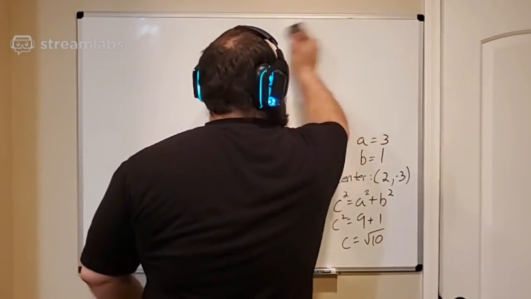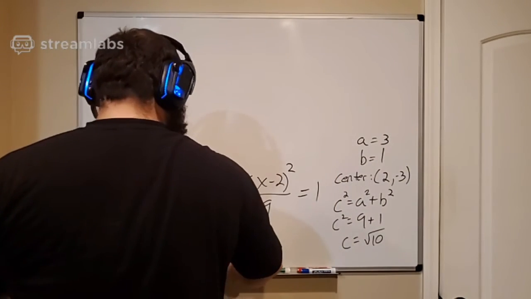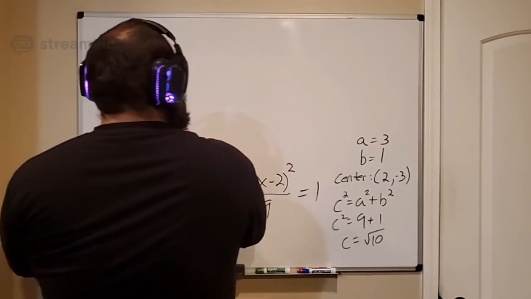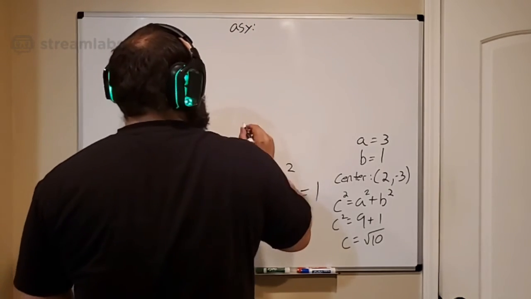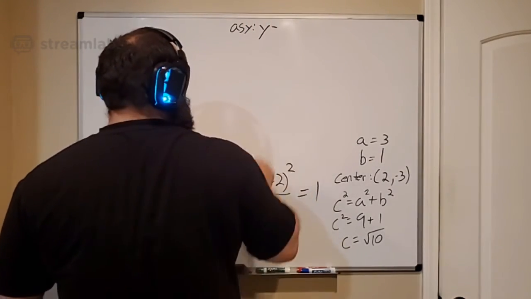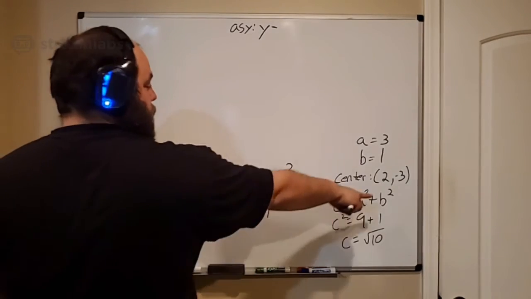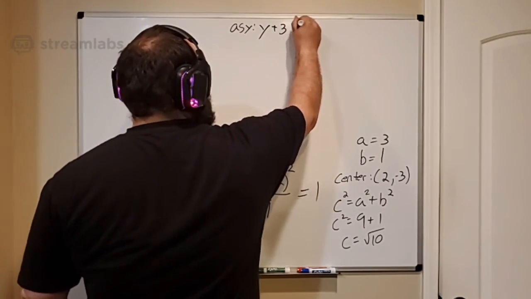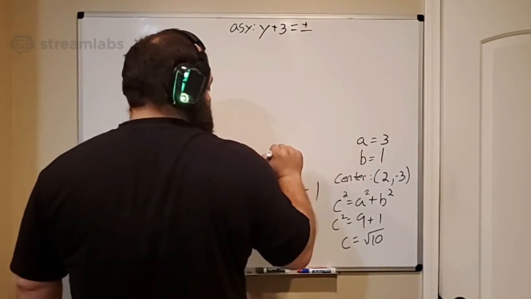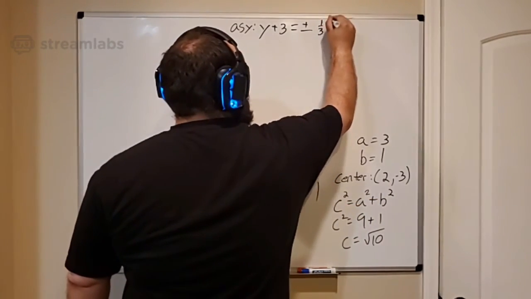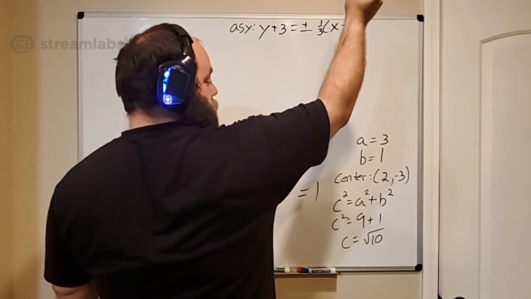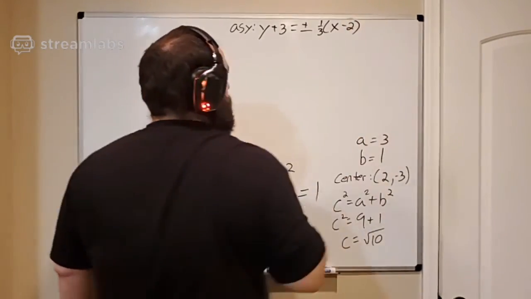So for our asymptotes, we have a nice easy equation. So y minus k, since we haven't done this, I'll go ahead and walk us through this one. Our k value being negative 3, so y plus 3 is equal to plus or minus, don't forget it's b over a every time, so 1/3, and then x minus 2. Okay, so those are our asymptotes.